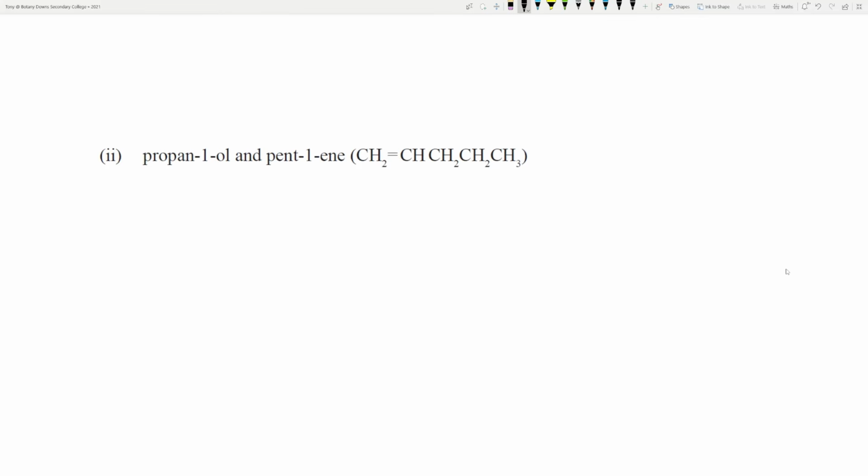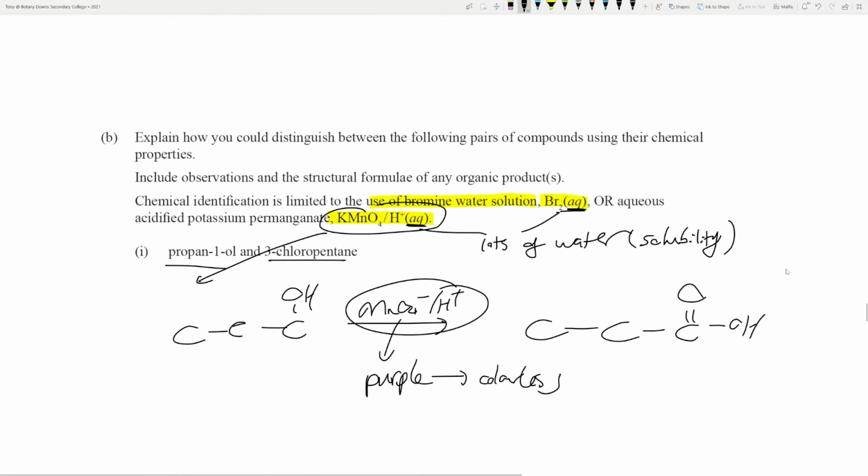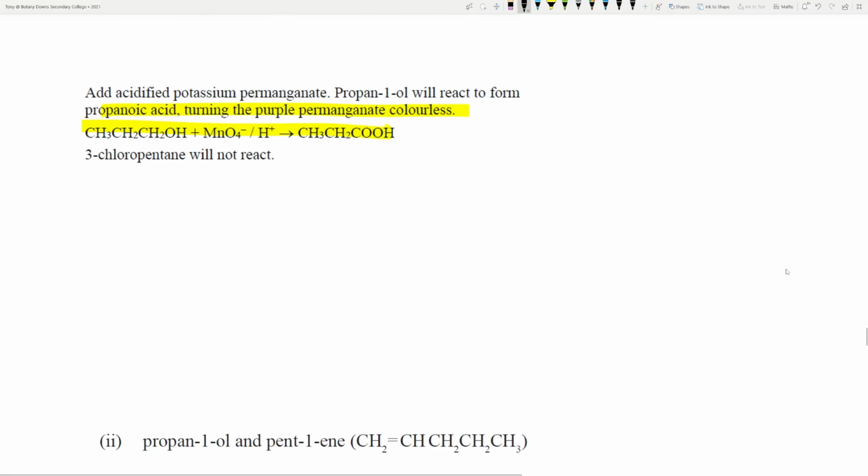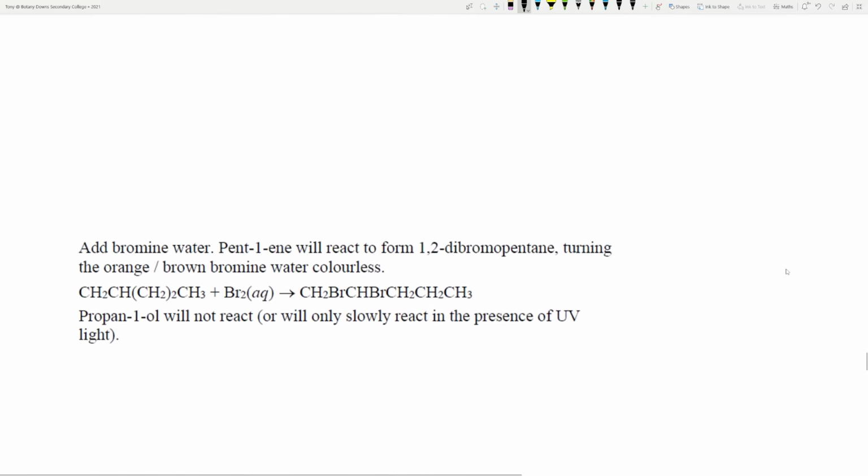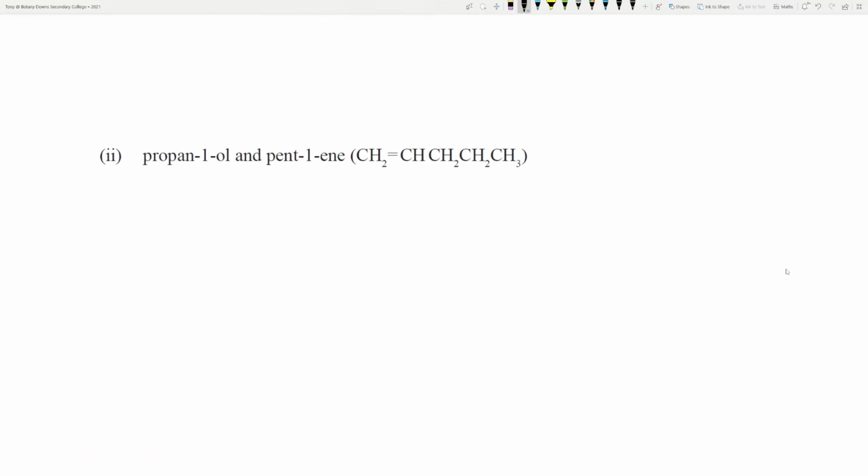This one here, propan-1-ol and pent-1-ene. With these, what are the reagents again? Whenever you see an alkene, straight away, bromine water.